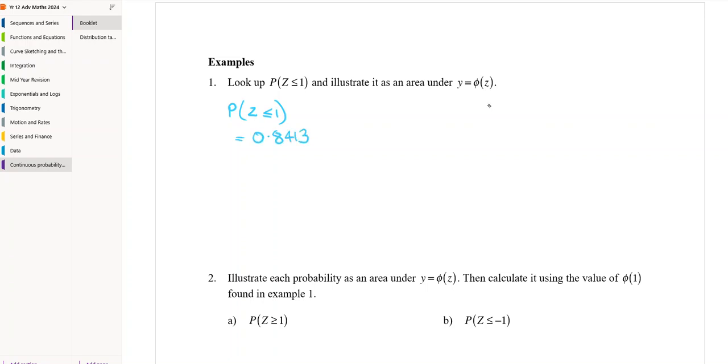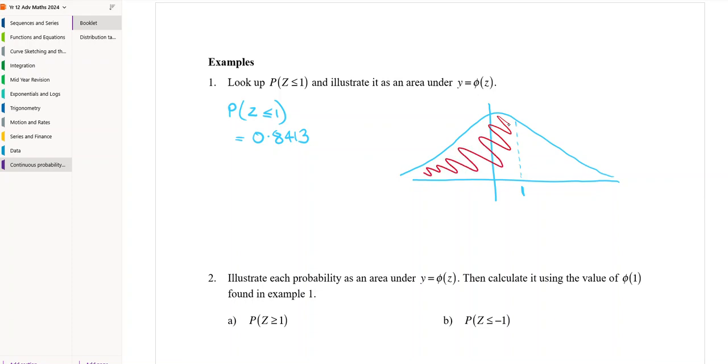So back here, the probability that Z is less than or equal to 1 is equal to 0.8413. And to illustrate that in a diagram like it asked me to, here is my bell curve. A Z score of 1, because remember 0 is in the center. The positive values are to the right, so that would be a positive 1 there. And that probability would be for everything going to the left of 1. That's what we've found.